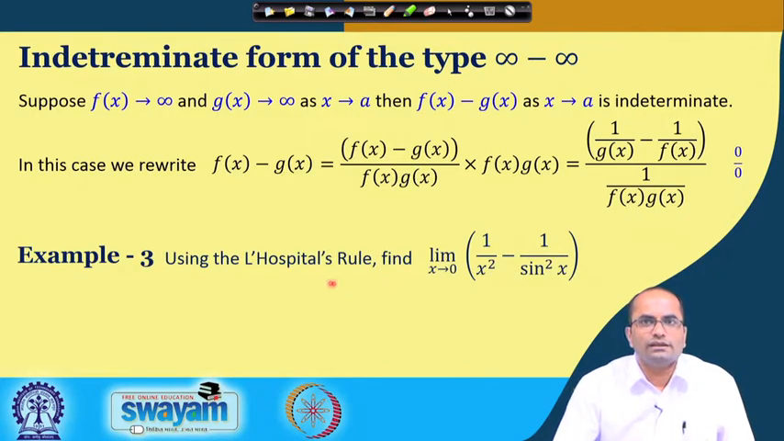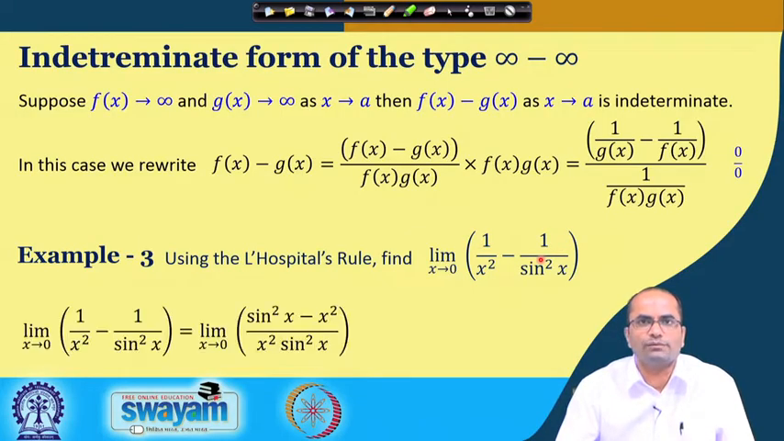So, let us take a simple example. Suppose we have the limit as x goes to 0 of 1 over x square minus 1 over sin square x. Here, since x goes to 0, we have 1 over 0, which is going to infinity, and minus again 1 over 0, which is also going to infinity. So, we have the infinity minus infinity form in this problem.